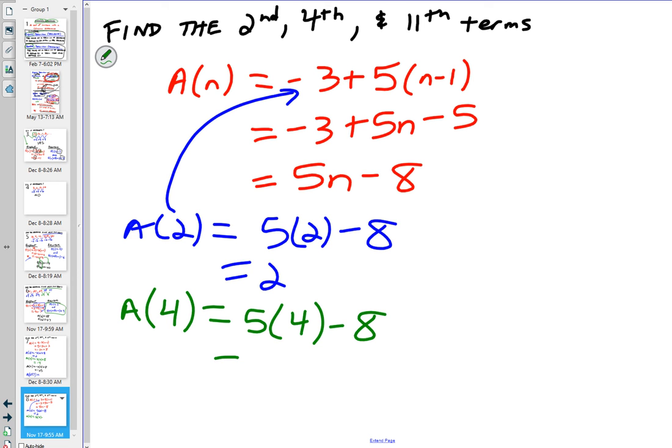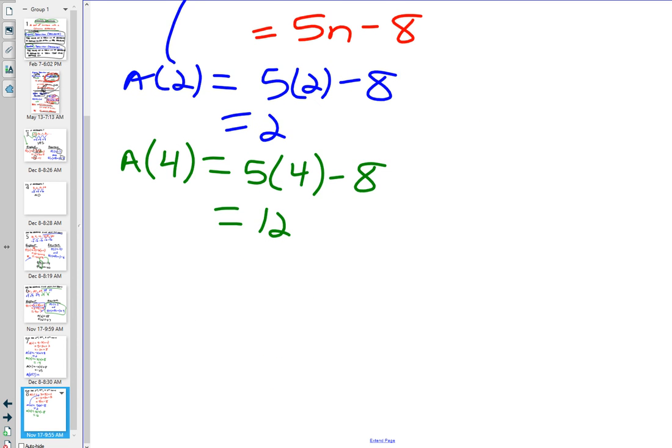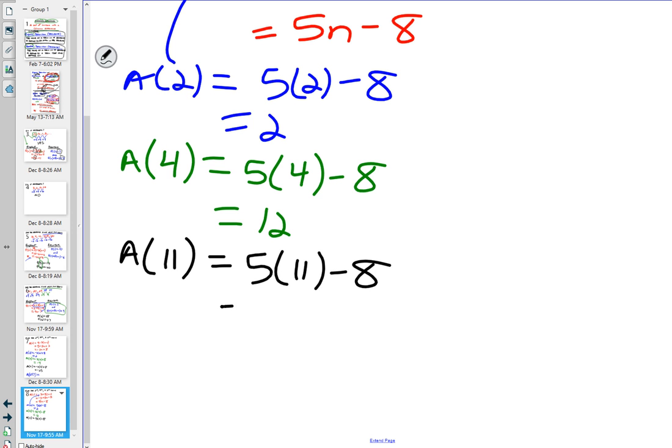I didn't hear the equation. The fourth number was 12. And then, yes, 55 minus 8 is 47. Any questions?